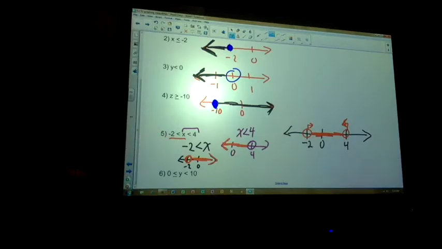And I have two endpoints that I'm not including, because we only had these signs, right? So you don't shade an arrow? I'm not going to. I'm just showing that I have two endpoints at -2 and at 4. I'm not including them because we have just the less than sign, right? And I'm shading in between them. Okay?